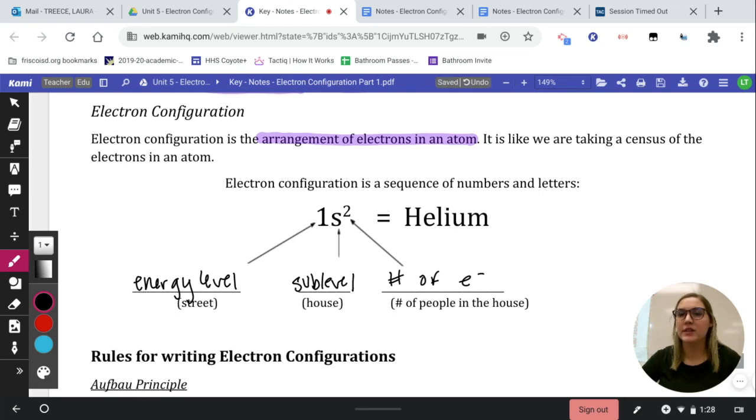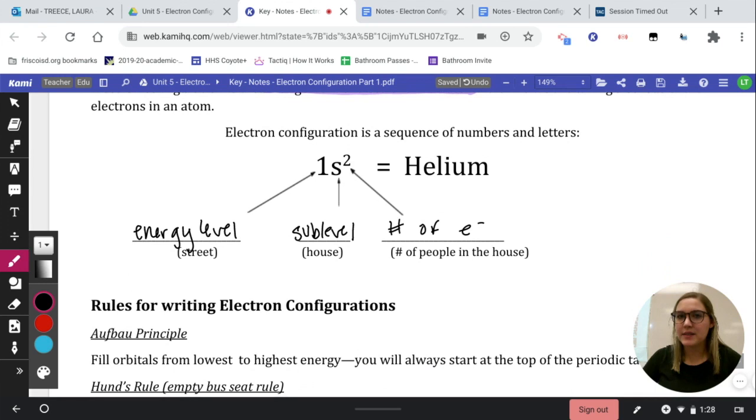So if I live at 516 imaginary street lane, and there are 2 people in the house, then that is what that is telling me. All right. So that's the basics of electron configuration. Now we're going to look at some rules for writing them before we get into actually doing it.